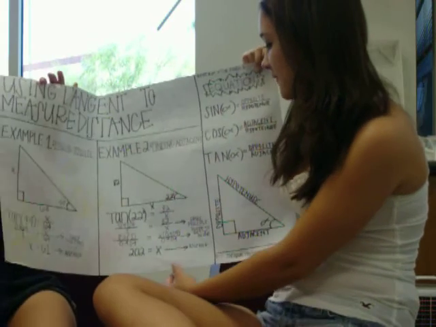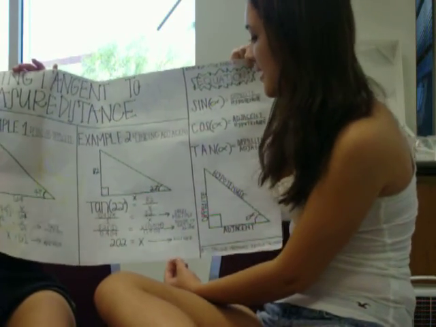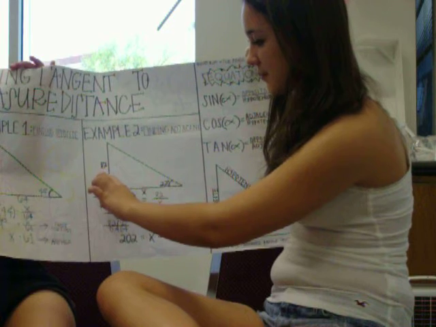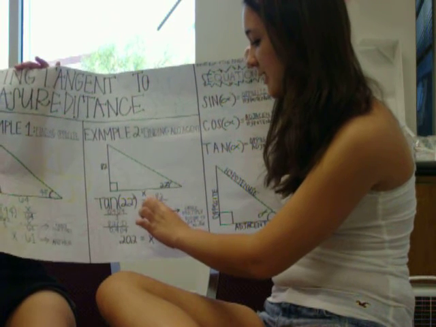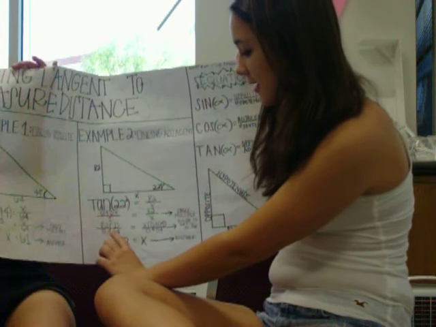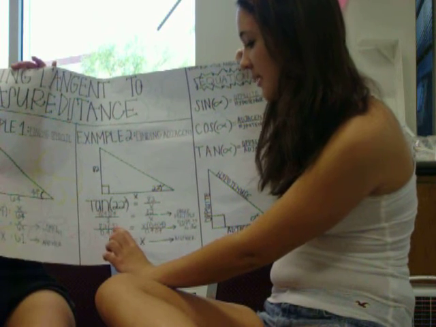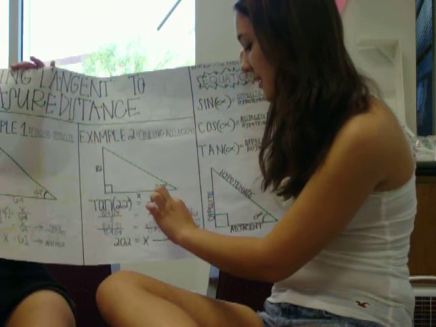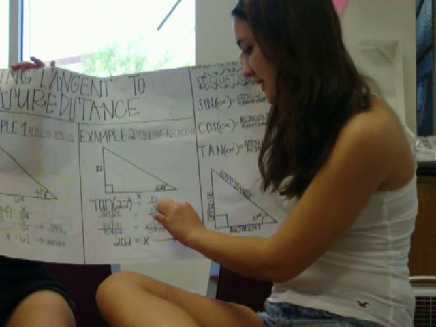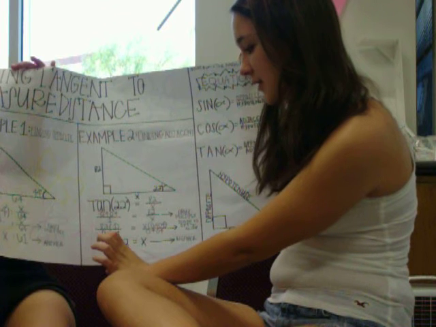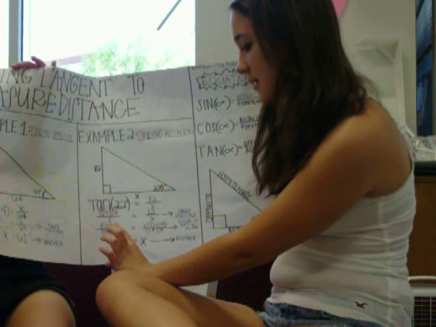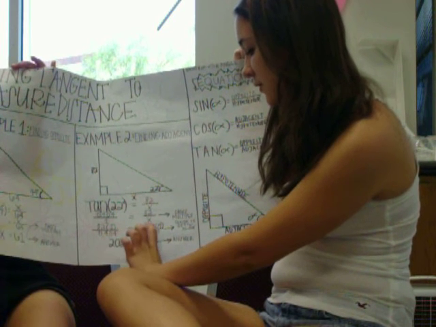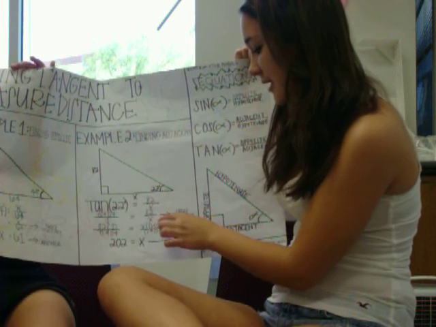And in our example 2, finding adjacent using tangent, we have our angle here, which is 22, we have our opposite, which is 82, and we have our adjacent, which is x. We do tangent of 22, and we use our calculators, and equals 82, which is the opposite, over x, which is the adjacent. And then we come out with our tangent of 22 equals 0.404 over 1 equals 82 over x, which we again just carried down.